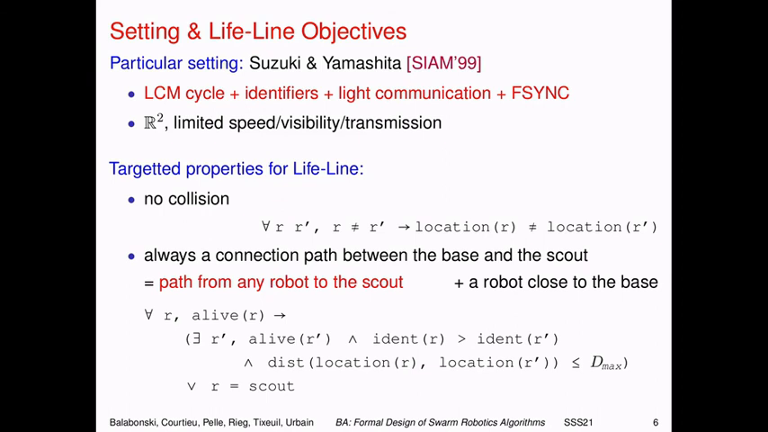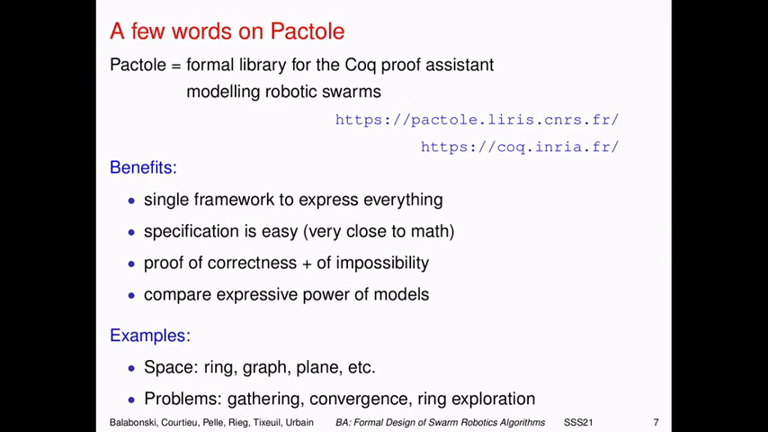This specification and the associated proofs are done with Pactole, which is a formal library for modeling robotic swarms on top of the Coq proof assistant. Using this library, you have a single framework in which you can express everything. So first, the specification can be done in a language which is very close to what we have in papers, very close to math, and we can perform both proofs of correctness of algorithms, proofs of impossibility of solving a problem in a given model, or even compare the expressive power of various models. Thanks for watching.